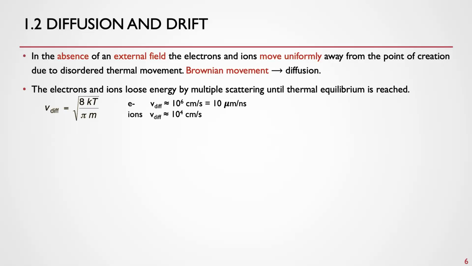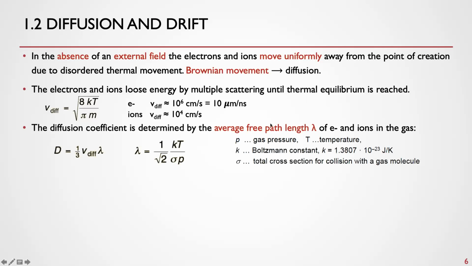Now, let's look at a few basic parameters of the diffusion and drift of electrons and ions in gas. In the absence of any external field, you have electrons and ions, and those move uniformly away from the point of creation just because of Brownian movement. Of course, gas will have a temperature, and if you create by your incident signal electrons and ions, those will diffuse. One needs to solve the Boltzmann equation, which is done in Kolonowski. We don't have to do it here.